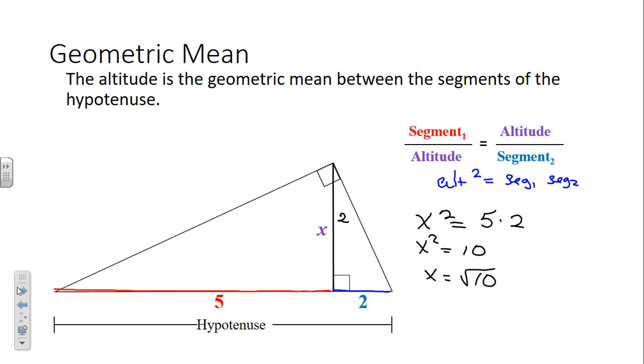Isn't that easier than drawing 3 triangles? How is it easier? Because we didn't have to draw our three triangles. Exactly. We didn't have to tear them apart and put them in the right spots.